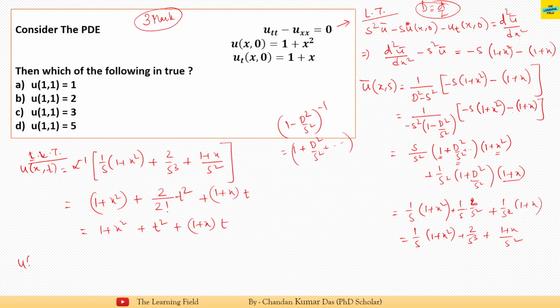So now u(1,1) is equal to what? With x equal to 1, t equal to 1, we get 1 plus 1 squared plus 1 plus 1 into 1. This is 3 plus 2, which is equal to 5. So this is the answer to this question, option D, that is 5. These options may not be in order, but the correct option is u(1,1) equal to 5.